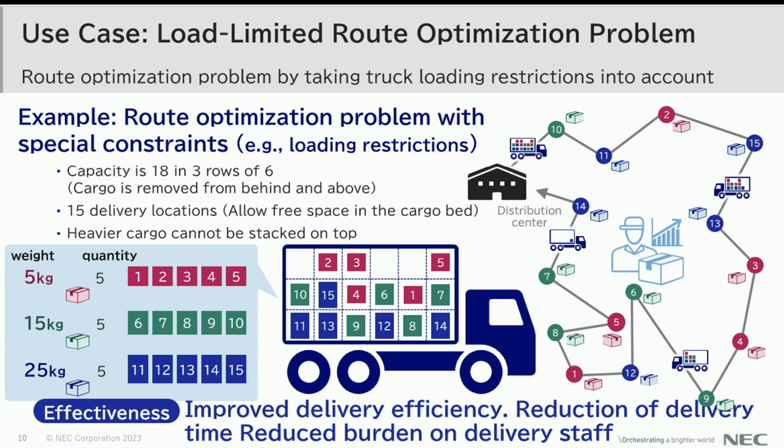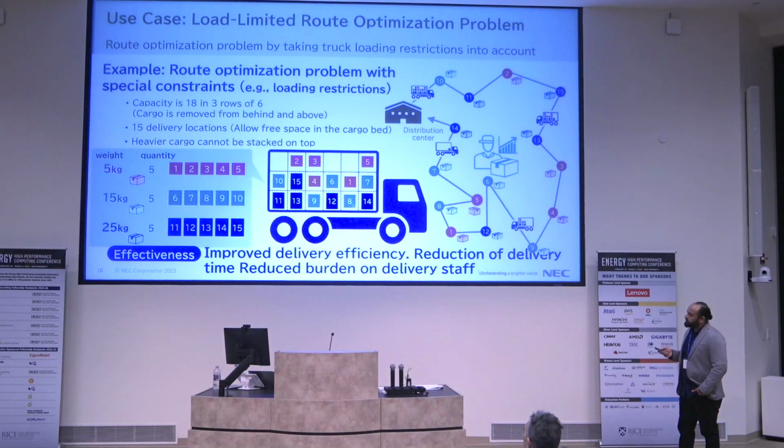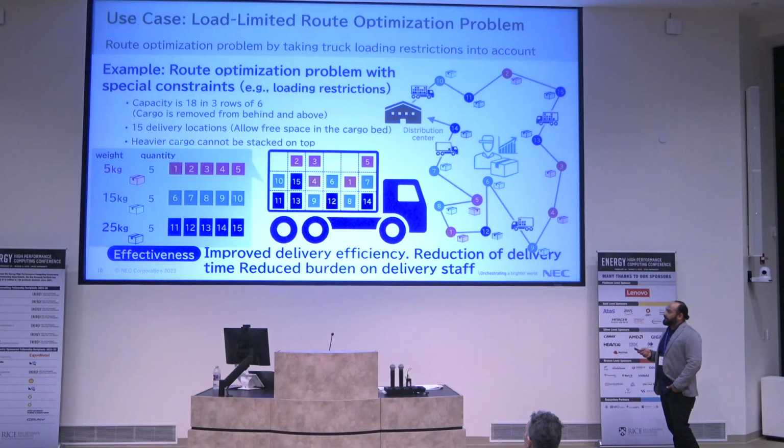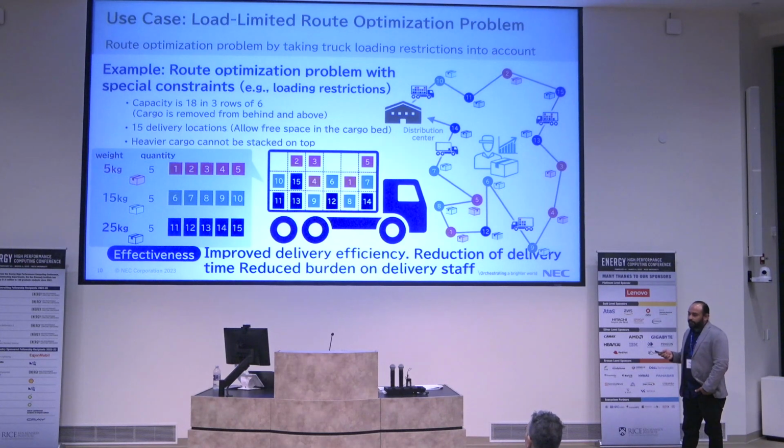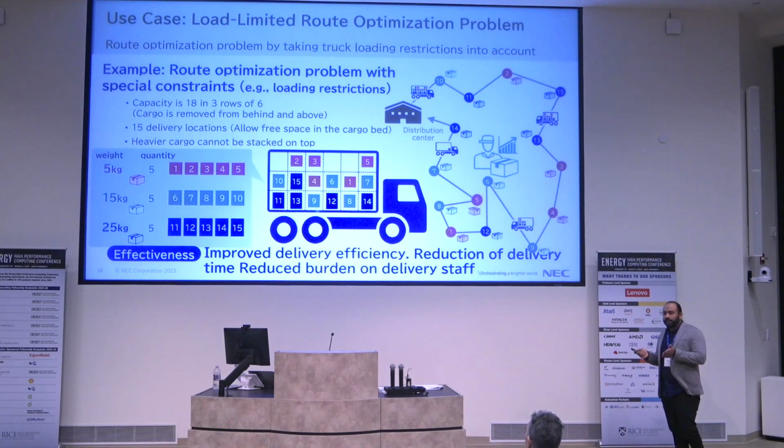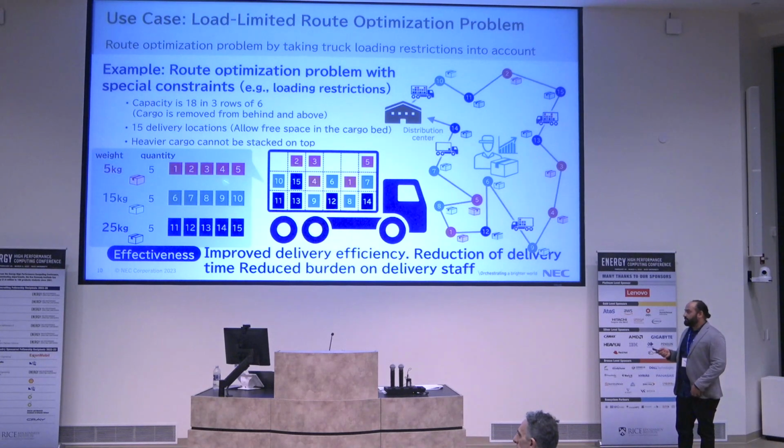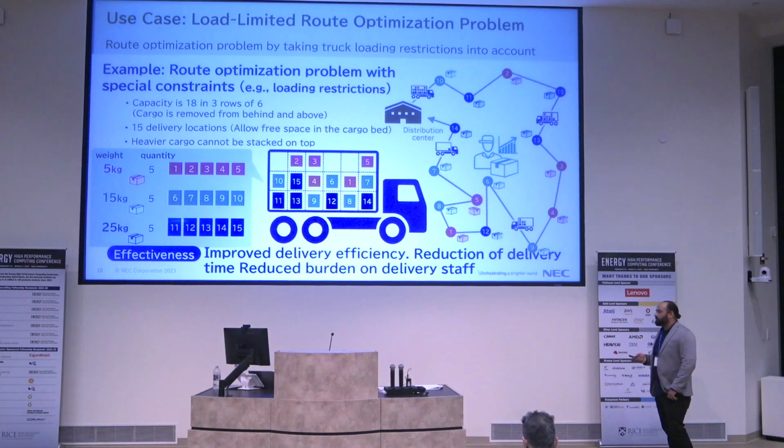Now, that being the objective, let's see what the conditions and constraints are. We see that there are 15 delivery locations and 18 packages. One condition is that the capacity is 18, so it has to be 3 rows of 6 packages because cargo is removed from behind and above. Since there are 15 delivery locations, there needs to be free space in the cargo bed, and the heavier cargoes cannot be stacked on top of the lighter ones. So let's consider these 3 simple conditions that will lead to adding constraints to our objective function. There are further details: the red ones are 5 kgs, the green ones are 15 kgs, and the blue ones are 25 kgs.